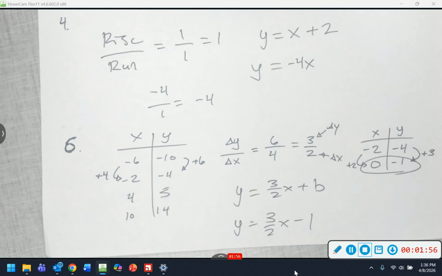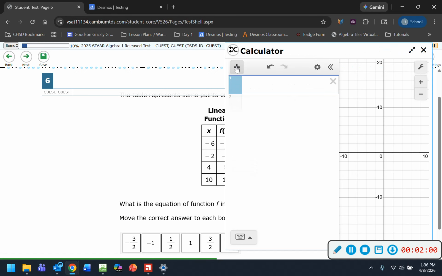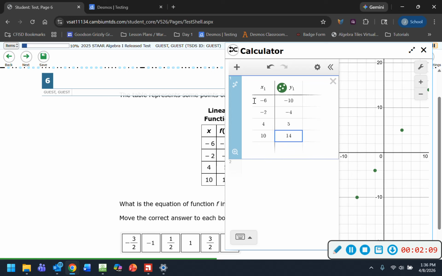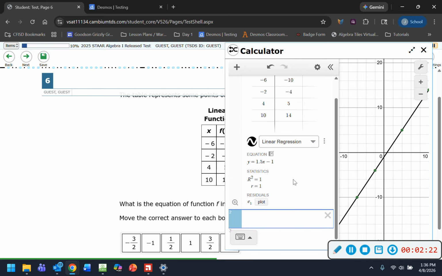The other way, and this is definitely going to be the easiest way to find our answer, is to open up that calculator and type this table into the calculator. Once you get the table typed into the calculator, click that regression button, and it's going to give us our equation. The only downside to this method is that if you have a decimal, it's not going to convert it into a fraction for you.